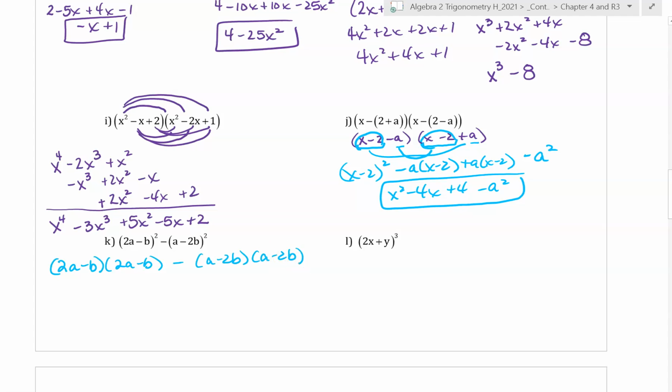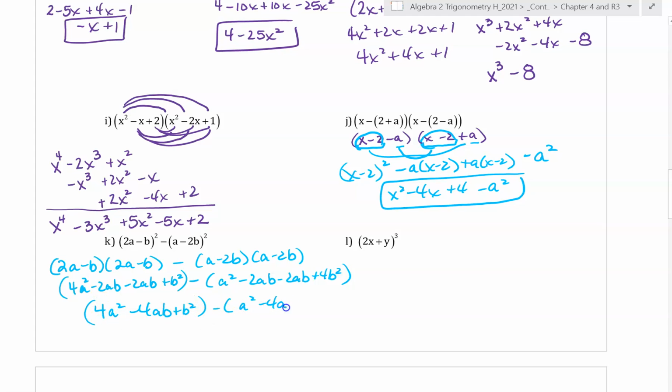Pause the video and go ahead and do 2a minus b squared and the quantity a minus 2b squared. So now that we've squared each binomial, we can combine like terms. So, I forgot my square. So we have 4a squared minus 4ab plus b squared minus a squared minus 4ab plus 4b squared. So if you distribute your negative sign, you have 4a squared minus a squared, which is 3a squared. Looking at like terms, minus 4ab minus a minus, which would be plus, so that term cancels out, and b squared minus 4b squared, so that's negative 3b squared.